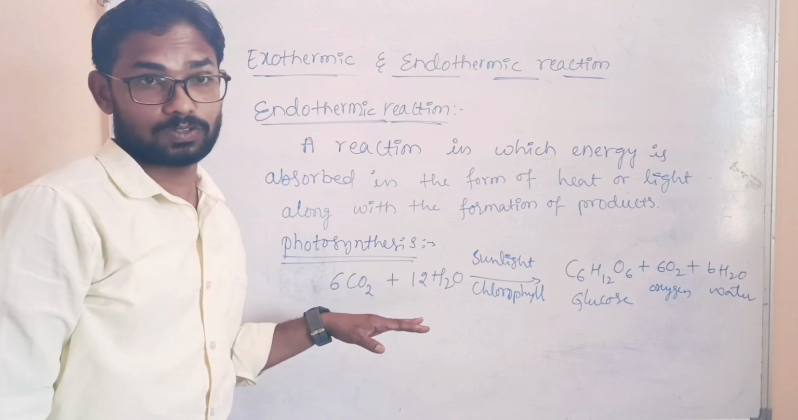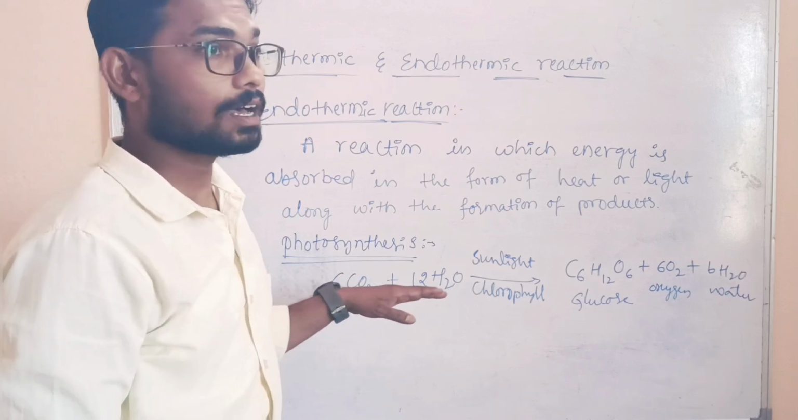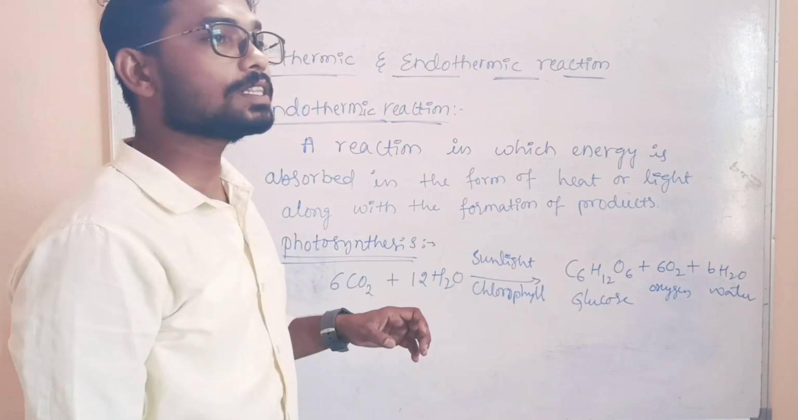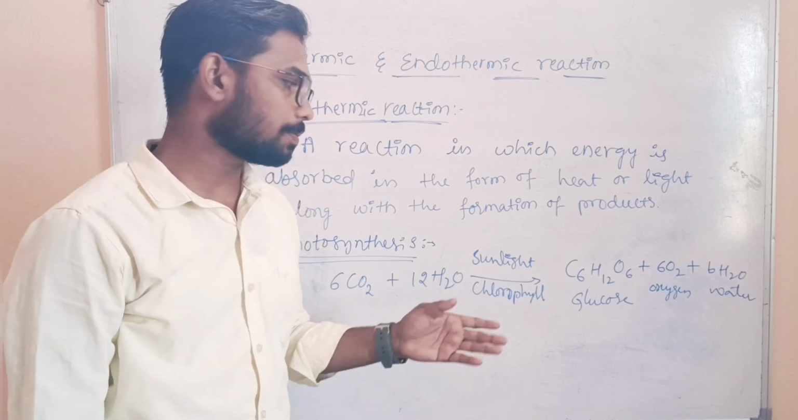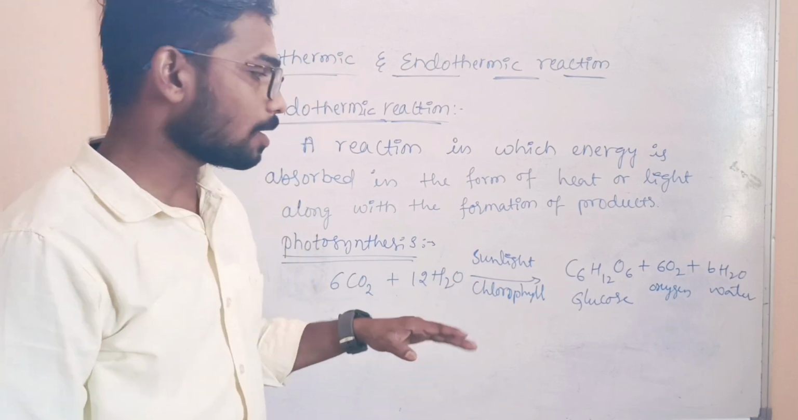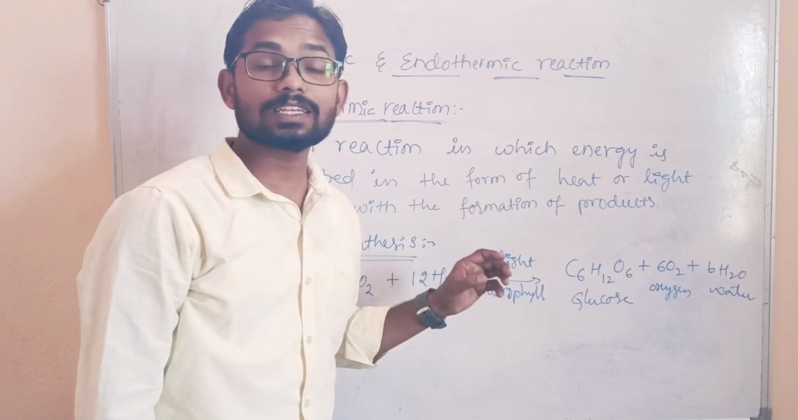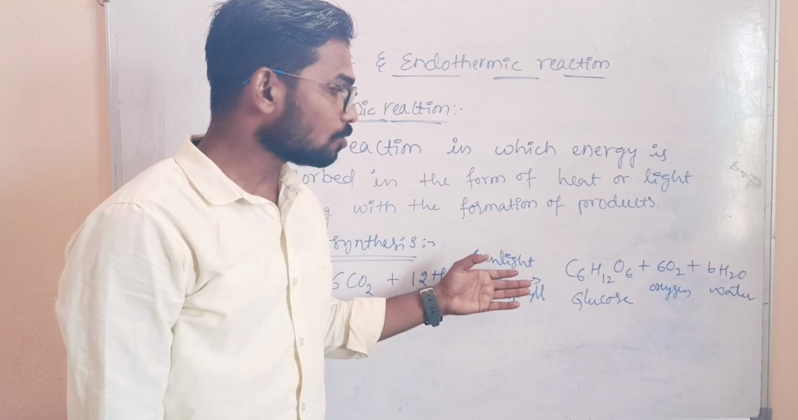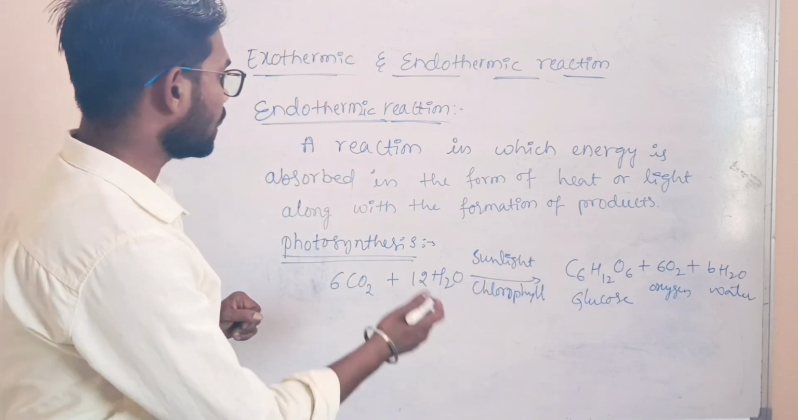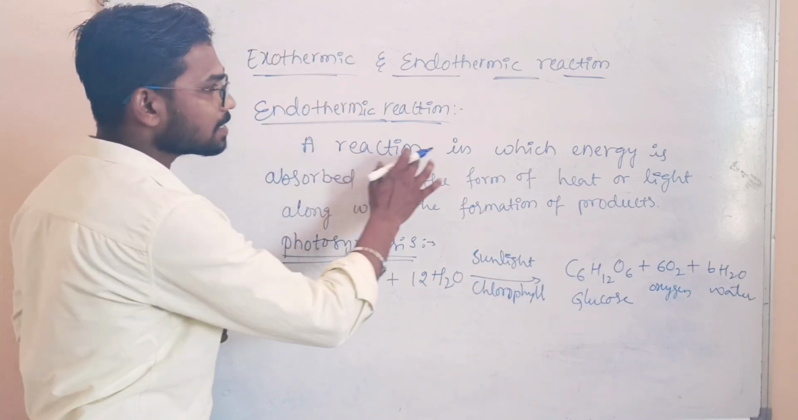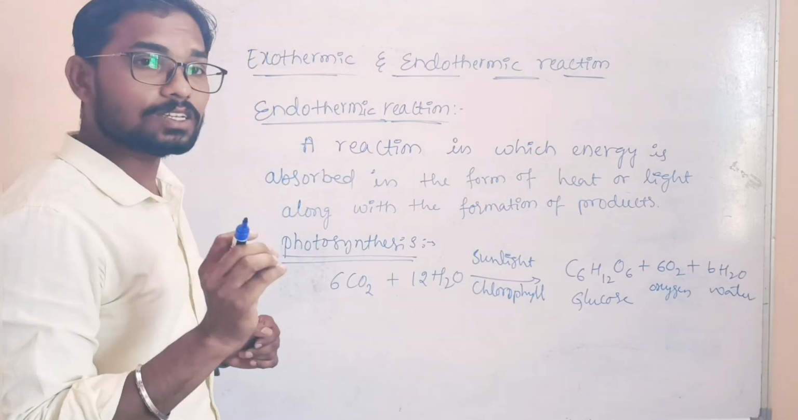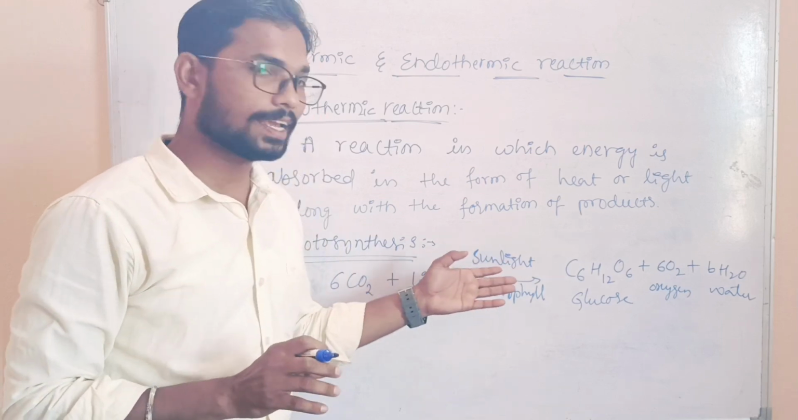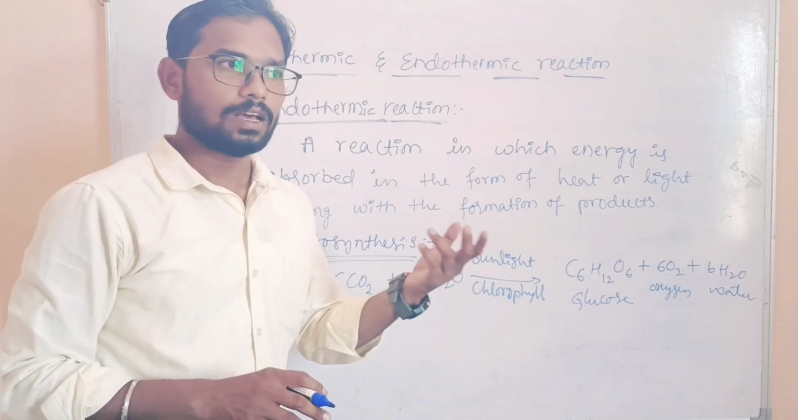Already you know the photosynthesis process, that it is going to take place in the green plants, in their leaves, by using the carbon dioxide and water molecule in the presence of sunlight and chlorophyll. Here it is absorbing the sunlight, means the light energy is used by the photosynthesis process to get the energy. See here already the definition itself is saying that a reaction in which energy is absorbed. What we have to do in the endothermic reaction, we have to absorb the energy in the form of light, in the form of heat, or in the form of electricity.